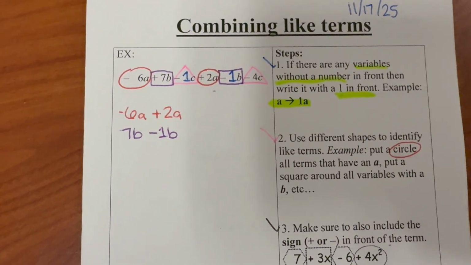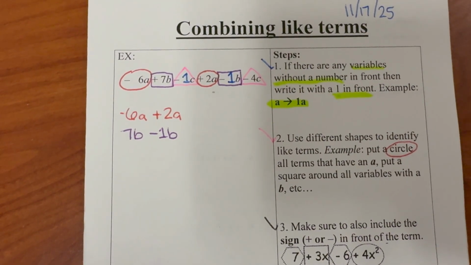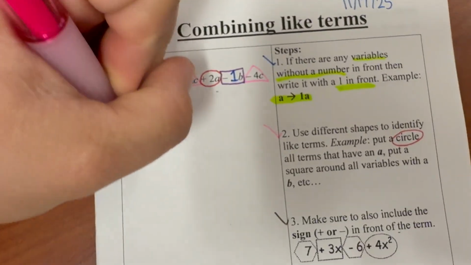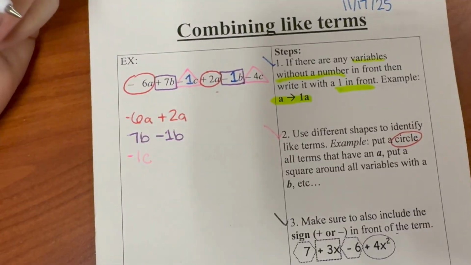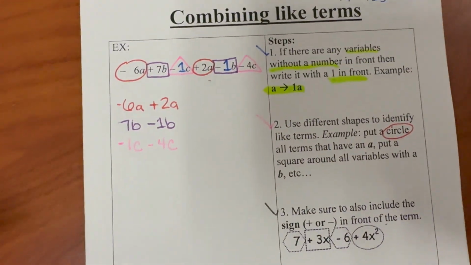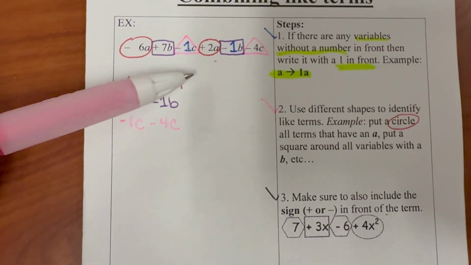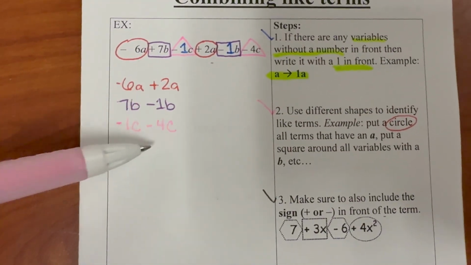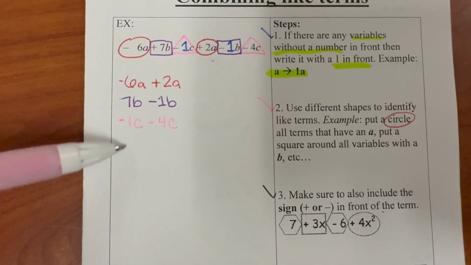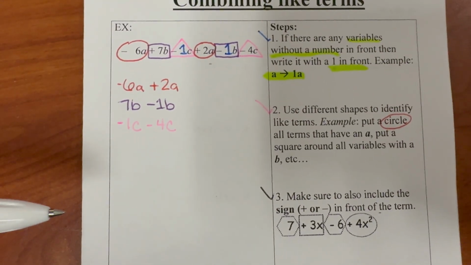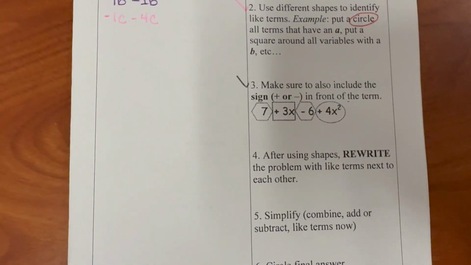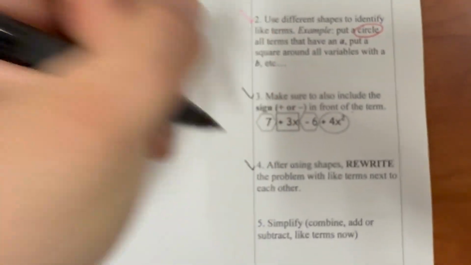And then we have negative 1C. And a negative 4C. Okay, so I went ahead and rewrote them next to each other. You could have them all in one row in an expression, but I'm just gonna keep them separate for now so I can combine them, and at the end I can write my expression with all of them together. Okay, so step 4 is done. Go ahead and check off step 4.